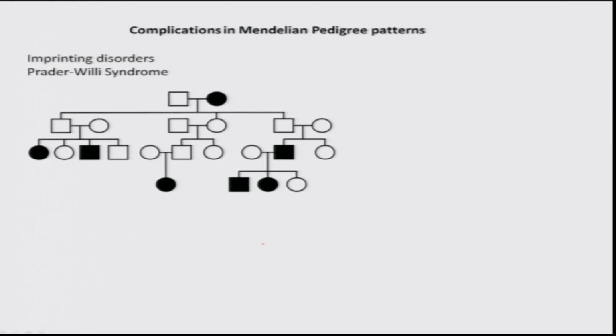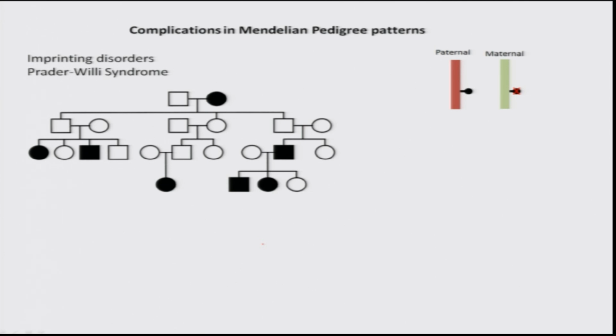The other complication in Mendelian pedigree patterns is imprinting disorders, caused by defects in genes that are normally expressed from only one of the two alleles that we receive from parents. These are autosomal obviously, therefore when you look into the gene copies, one copy you received from father, the other one has come from mother, and we know that for certain genes only the allele that you received from father or mother would express. So, that is something that is shown here.